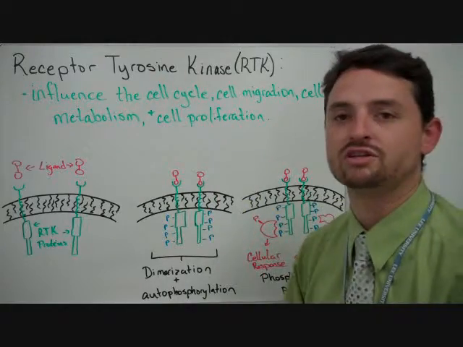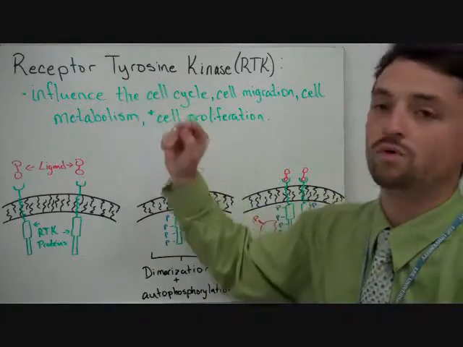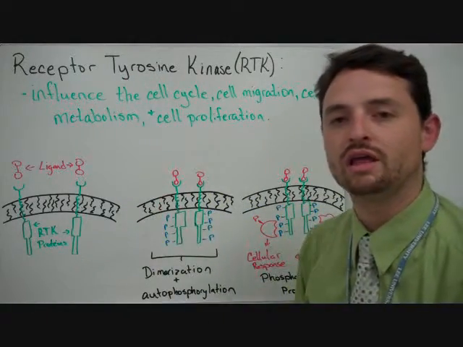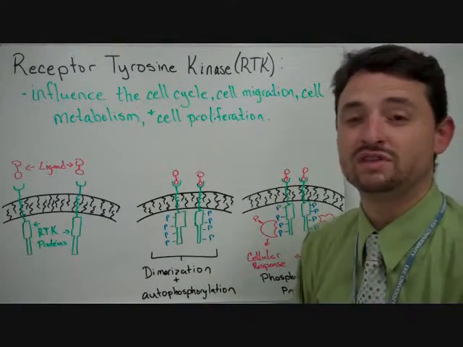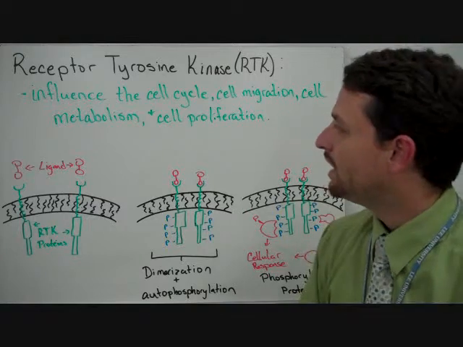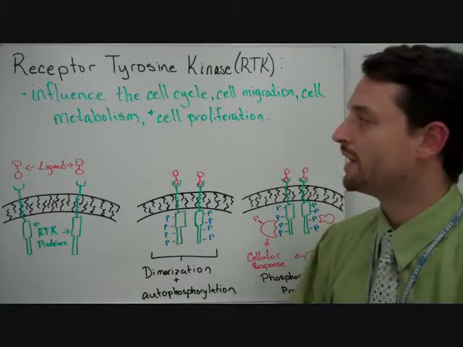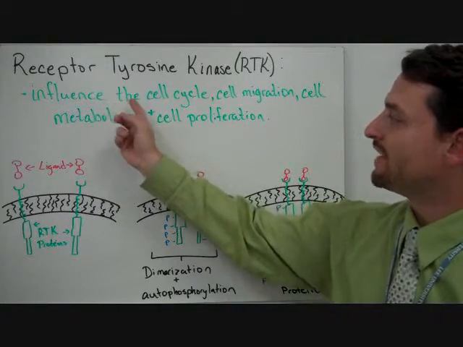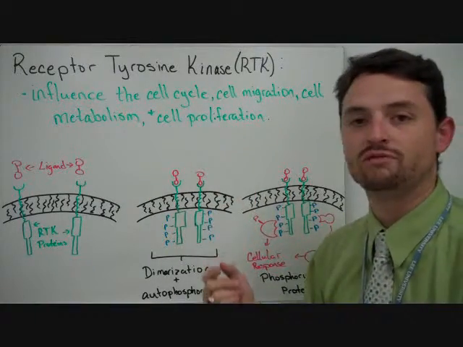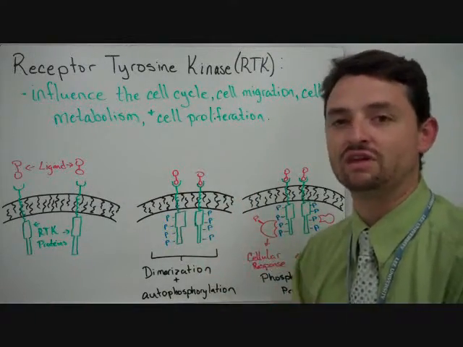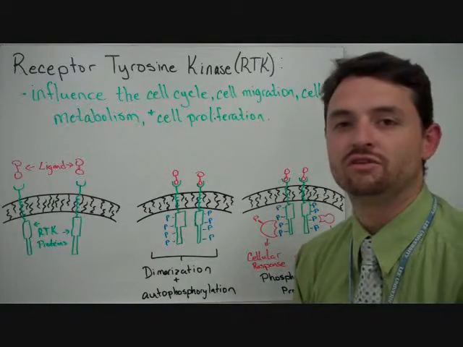kinases that will attach to certain amino acids. Tyrosine is one of them. Serine and threonine are the others. But tyrosine is the one that we see most common in cells so far as what we're looking at. They influence the cell cycle, cell migration, cell metabolism, cell proliferation. So there's a lot of things that RTKs are involved in.